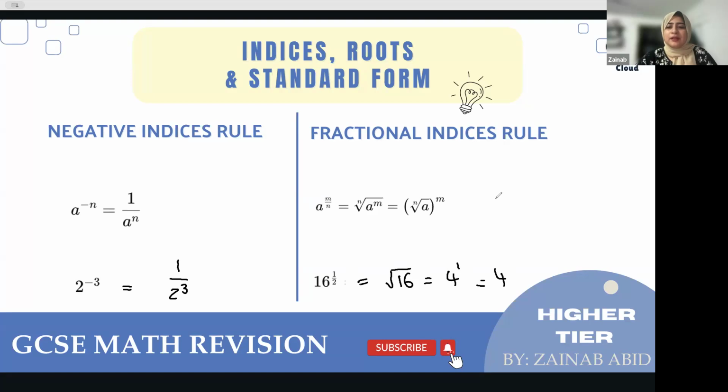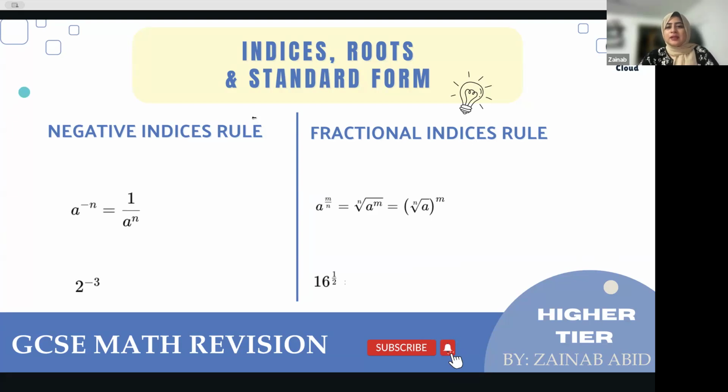Again, if you have, let's say, 8 to the power of 2/3, that's going to be the cube root of 8, which is 2, and then 2 squared, which is 4. So that is that.